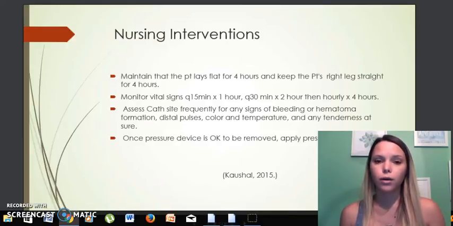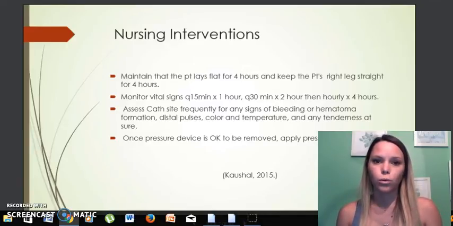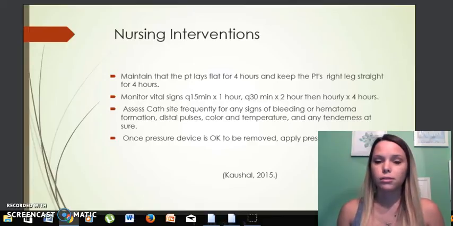You also want to check the pulses in the feet. Make sure that there is proper blood flow, that the feet aren't going cold, that the pulses are present, and that the color remains normal. Also, once the pressure device has been removed, you want to apply a pressure dressing, which is basically just a gauze and a Tegaderm over the site.